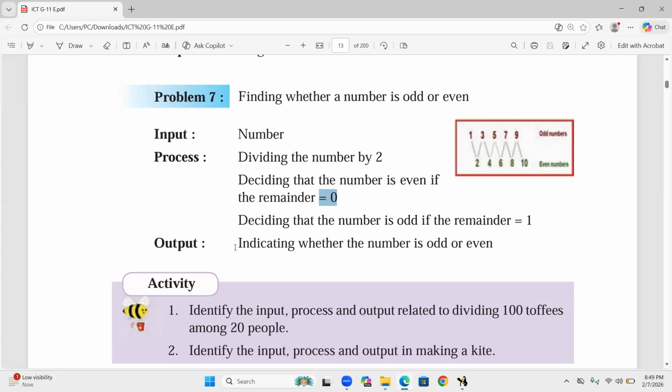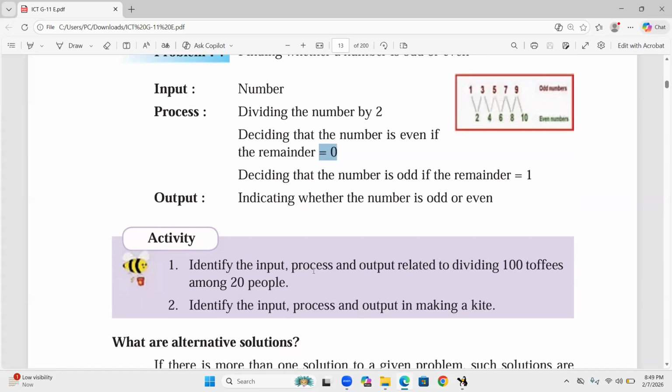So there are two questions here, in the activity. Identify the input, process, and output related to dividing 100 toffees among 20 people. Identify the input, process, and output in making a kite. So write these two activities in your exercise book and analyze the problem with the input, process, and output. I will give 5 minutes to do this activity. Make it fast.